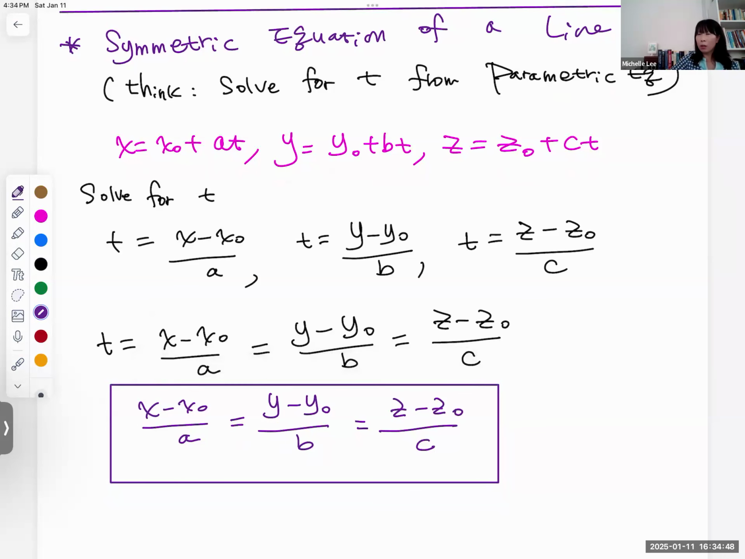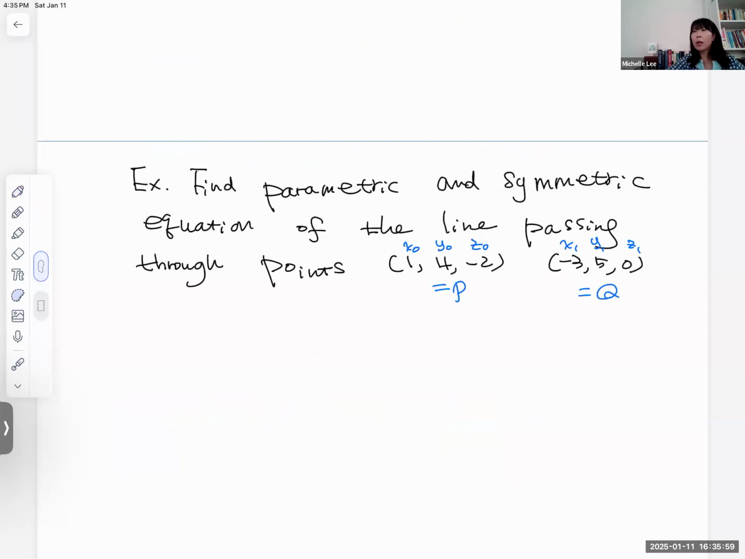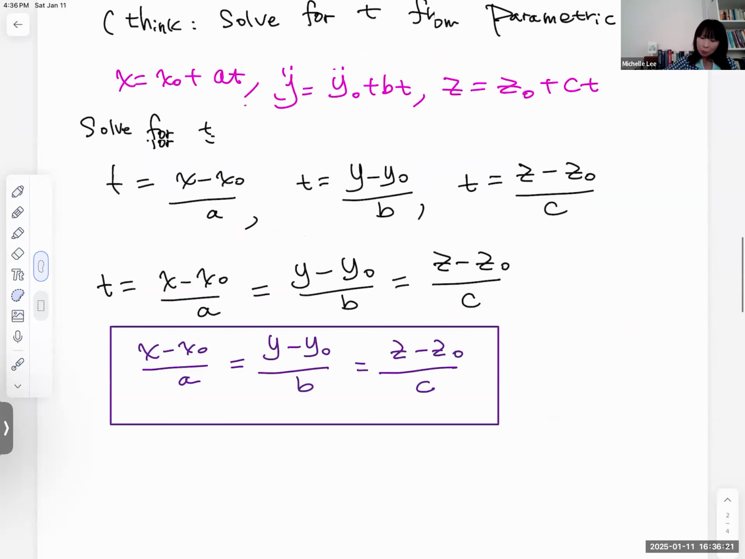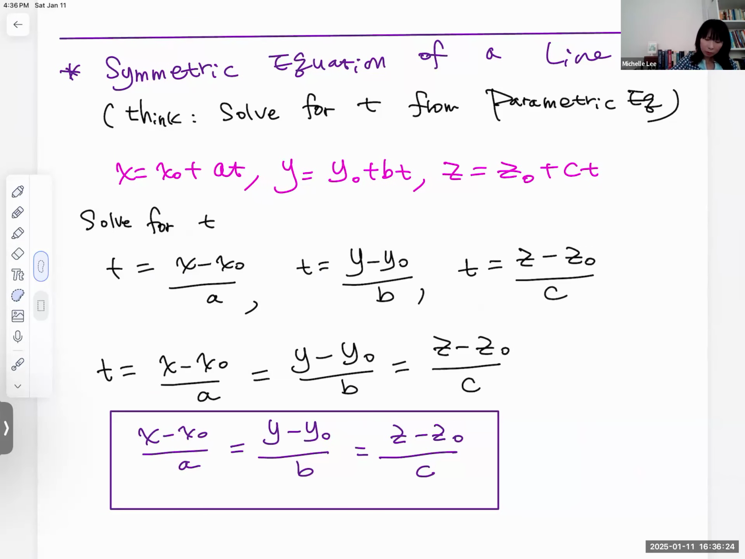Okay, let's do an example. Find the parametric and symmetric equations of the line passing through points (1, 4, -2) and (-3, 5, 0). Okay, so the parametric equation, let me bring it here. So this is a parametric equation, right?